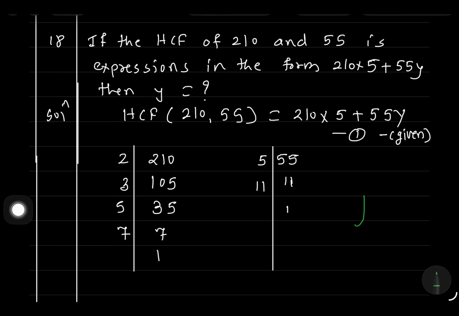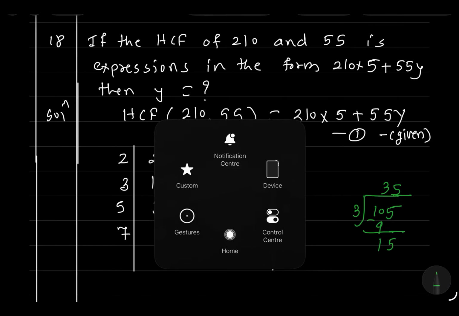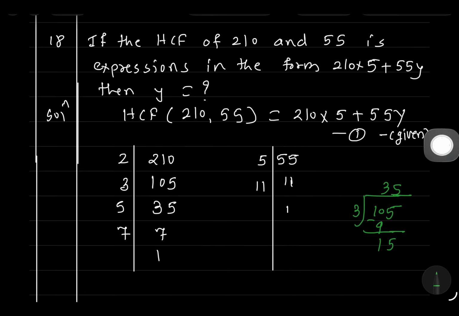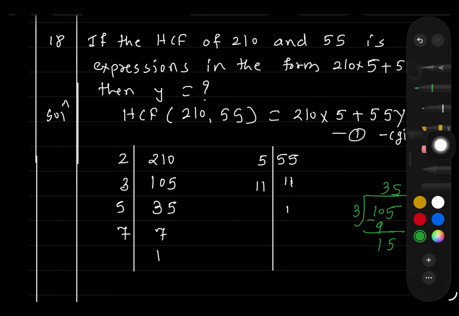See here, like this also you can do if you have not understood orally. These small numbers you should understand orally also. See, 3 3s are 9, so here 1 will remain, so 3 5s are 15. So what you will get as the answer here is 35.